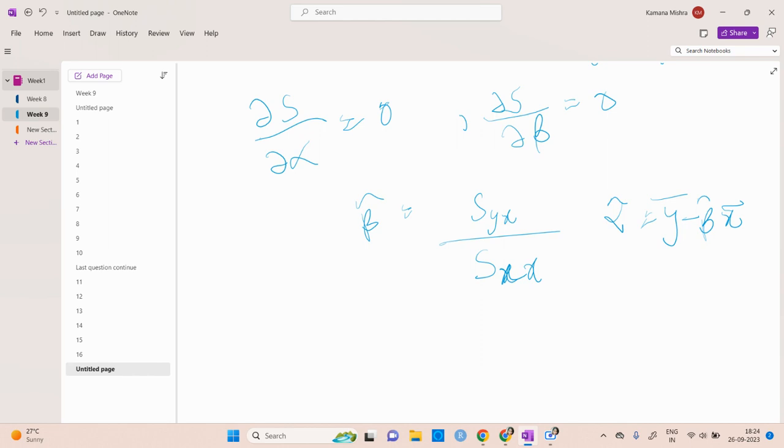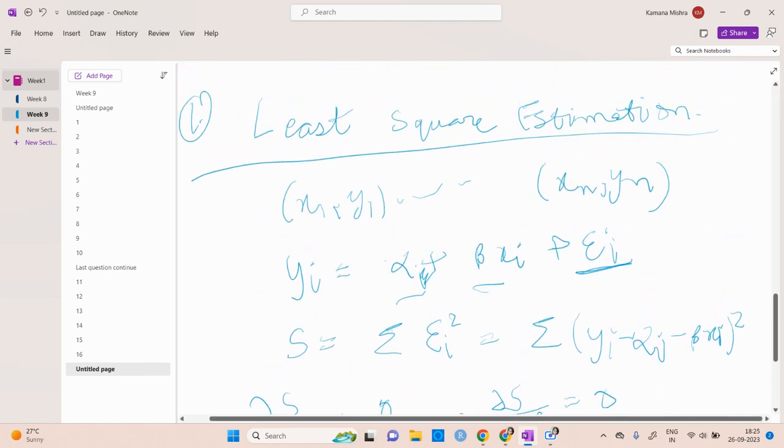After that, what we do is find whether these are biased or unbiased. So after you take the expectation of alpha cap and then the expectation of beta cap, put in the values and solve, going through all these steps, you will find that these are basically unbiased estimators, which you have found here. So this is the whole process of least square estimation.